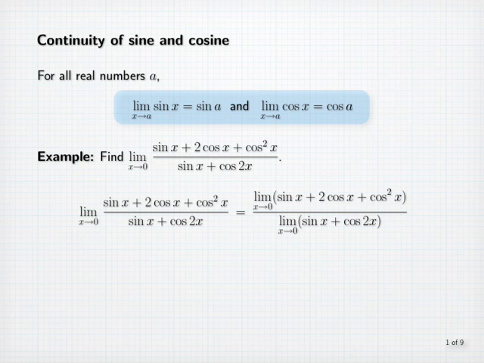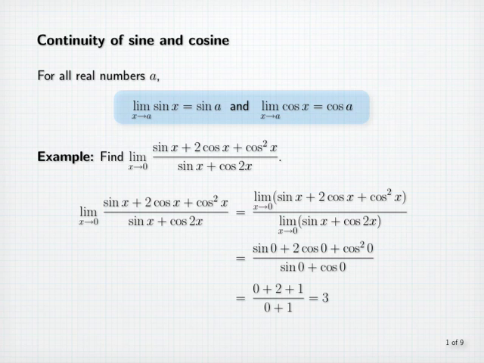Therefore, our limit can be calculated as the limit of the numerator divided by the limit of the denominator, which is straightforward to do. Here, the limit of the numerator is sine of 0 plus 2 cosine of 0 plus cosine squared of 0, and the denominator is sine of 0 plus cosine of 0, and evaluating all of those numbers leaves us with 3 divided by 1, or a limit of 3.